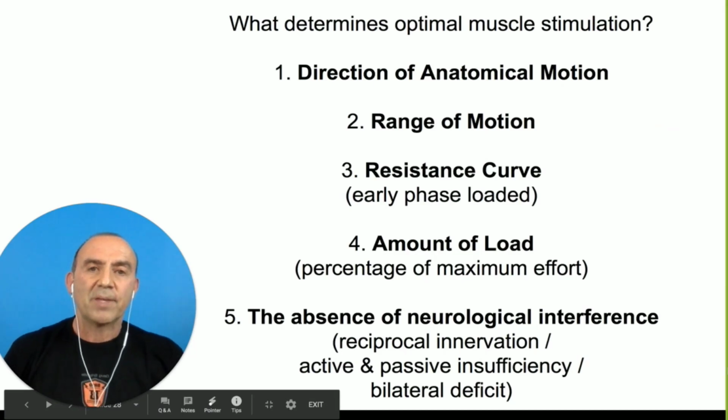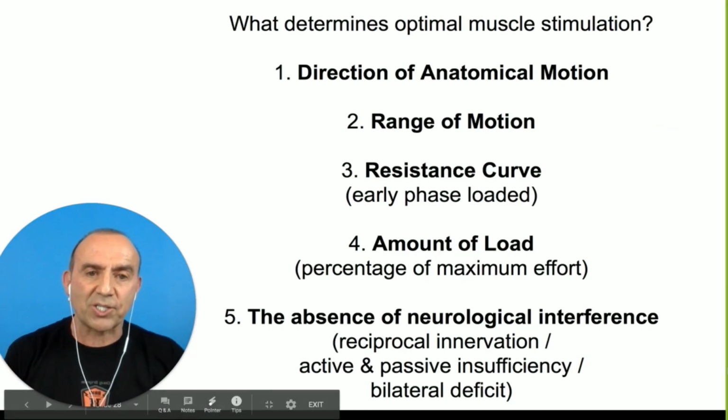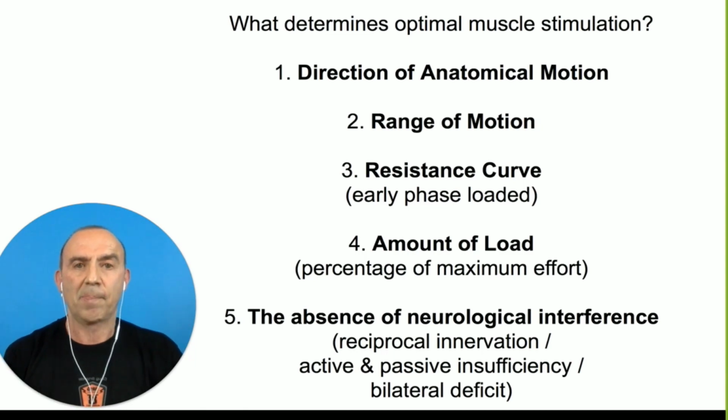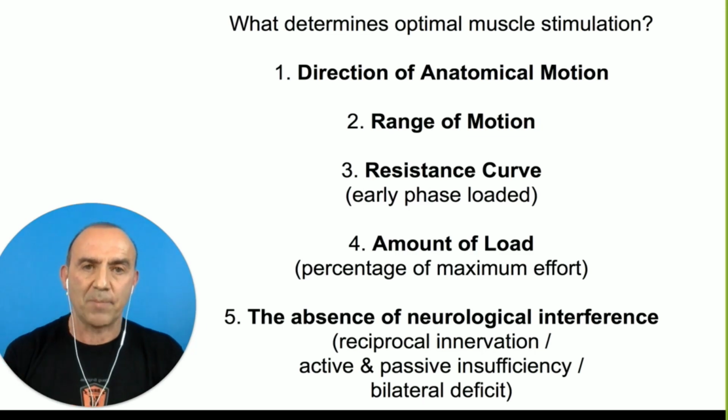Okay, so it's important for us to ask ourselves this question: if our goal is maximum physique development, optimal muscle development, these are the questions you have to ask yourself. What does a muscle need for that? It needs the proper, the precise direction of anatomical motion that muscle performs. It needs full range or mostly full range of motion.